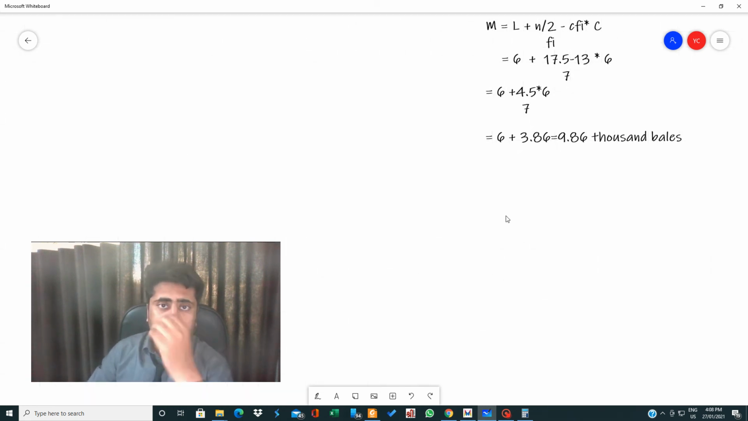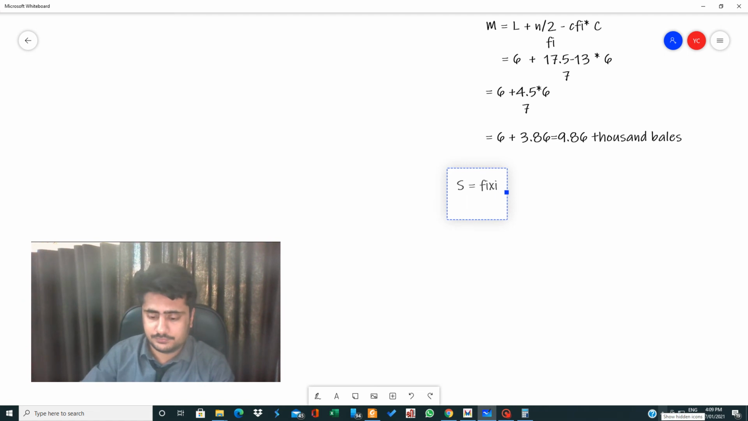Now, if I want to find the coefficient, I need standard deviation also. So let's find standard deviation first. Now, what is standard deviation? It is the square root of sigma fx square upon n minus x bar whole square.